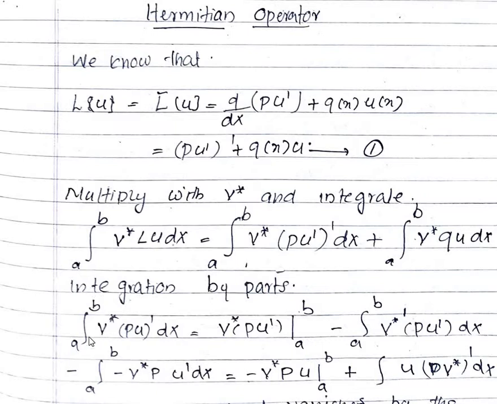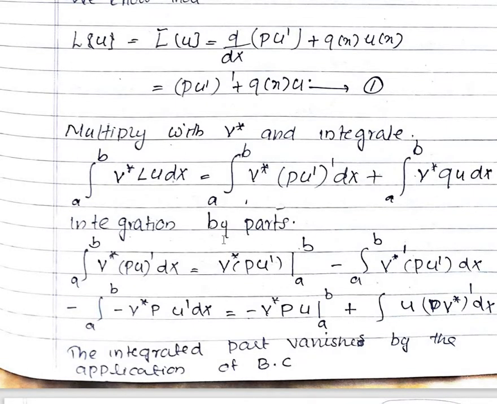So when we integrate the term from a to b of v star (p u dash) dash dx, we take v star as the first term and (p u dash) dash as the second term. First term into the integral of the second: when you integrate (p u dash) dash, you get p u dash. This is not p u, here it is p u dash. So between the limits a and b, minus the integral of the differential of the first, that is v star dash, into the integral of the second, that is p u dash dx. When we apply the boundary condition, the first term will vanish.